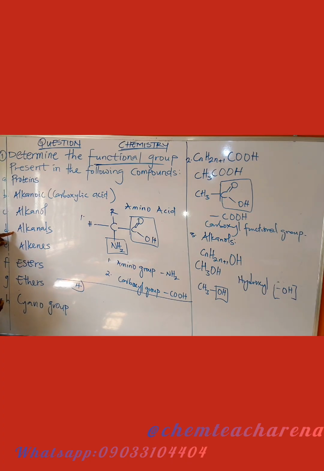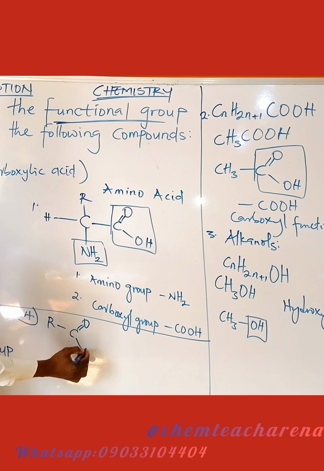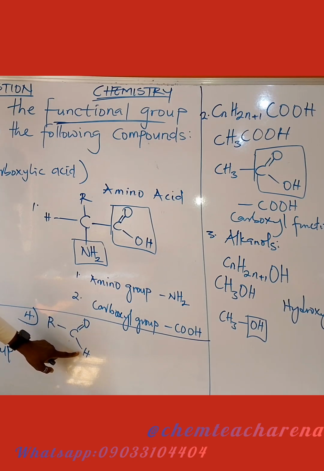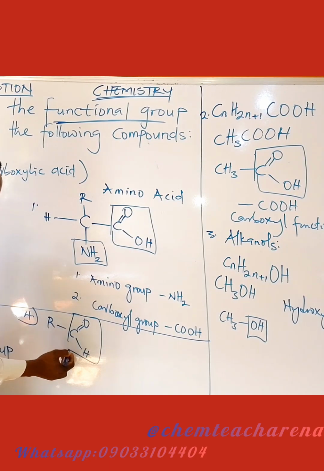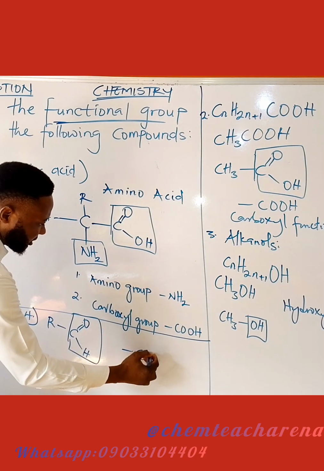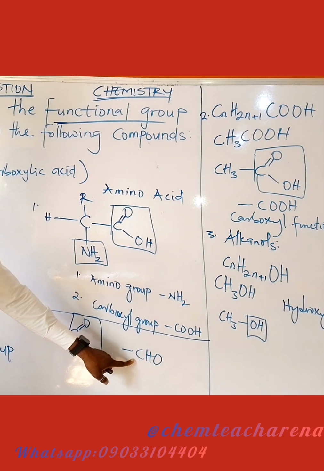Alkanal. So alkanal has a general representation of R-C, double bond O, single bond H. This is the general representation for alkanal: R-C, double bond O, single bond to hydrogen. This is alkanal. So the functional group of this is dash CHO. This is the functional group.